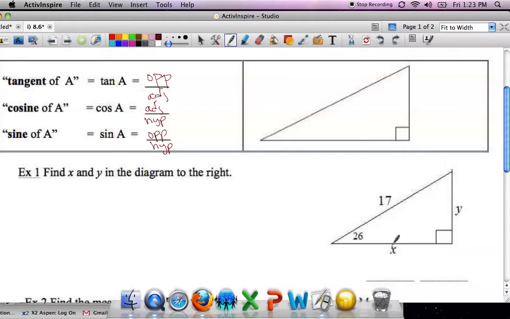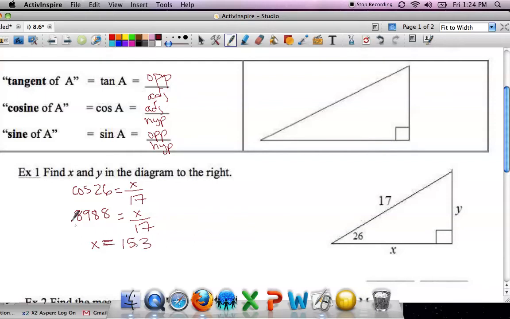So for instance, if we want to find x first, we know that the cosine is adjacent over hypotenuse. So if we set up a relationship of cosine of 26 degrees equals x over 17, we simply have to find out what the cosine of 26 degrees is. It's a ratio, it's a number. If I look it up on the table, I get 0.8988. And that equals x over 17. Multiply both sides by 17, and you get x equals approximately 15.3.